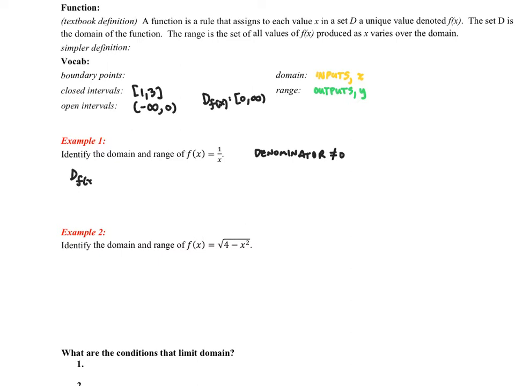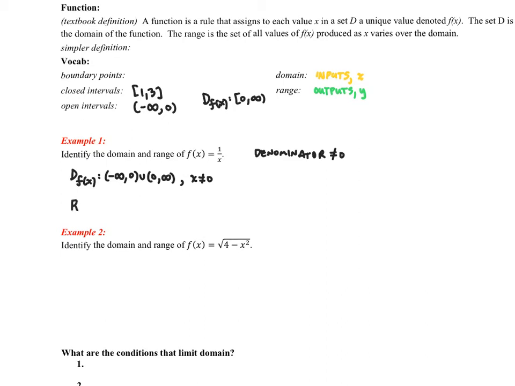So the domain of f of x, which is 1 over x, is everything except for 0. So negative infinity up to 0, and 0 up to infinity. As I look at the function 1 over x, what number would make the denominator equal 0? That would be x equals 0. Therefore, another way that we could write this domain of f of x is x cannot equal 0. Okay, just another way that we could write that.